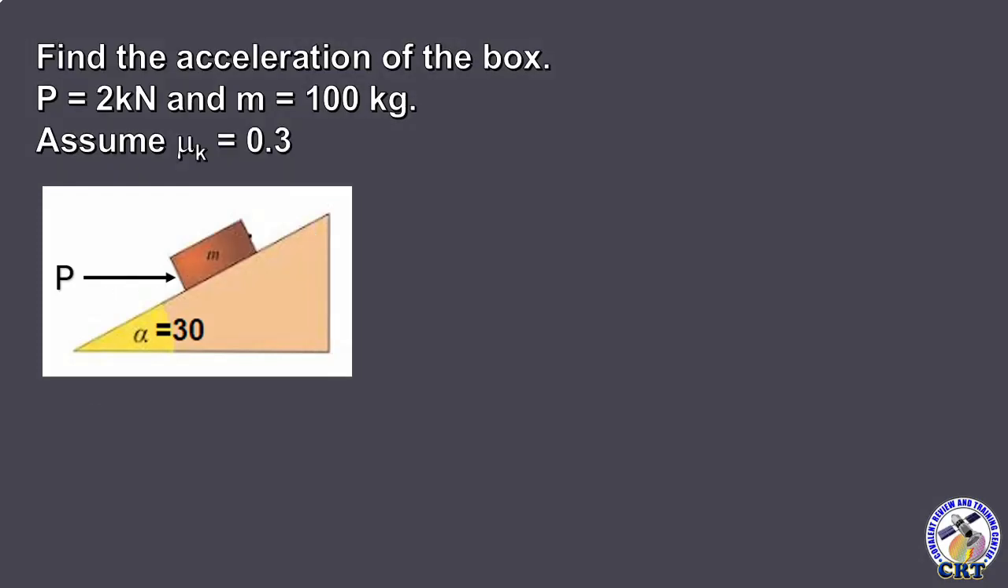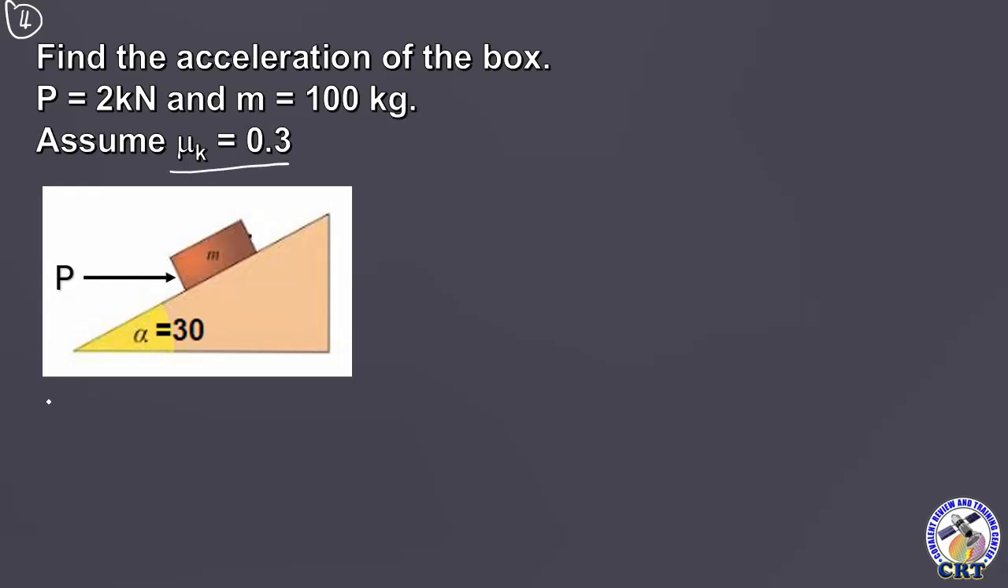Our last example for this video lecture, example number 4. Find the acceleration of the box if P equals 2 kilonewtons, M equals 100 kilograms. Assume uk of 0.3. This example is almost similar with example number 3. But this time, we have to consider the coefficient of kinetic friction.